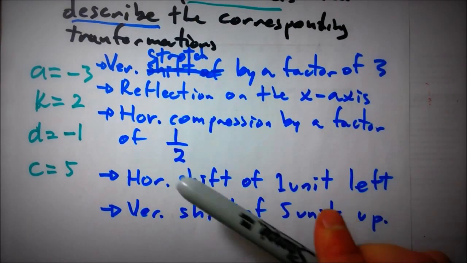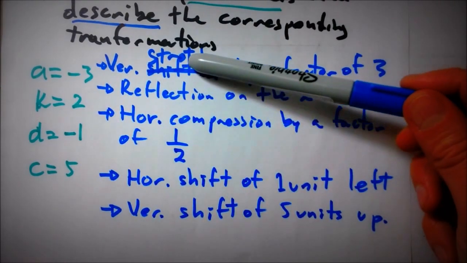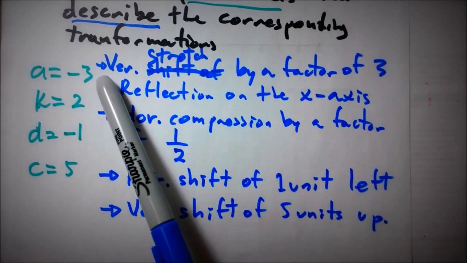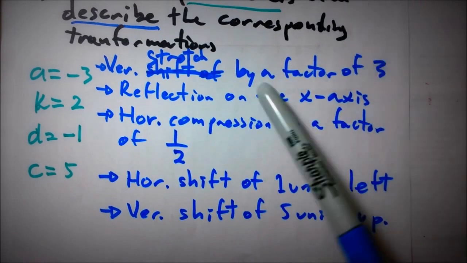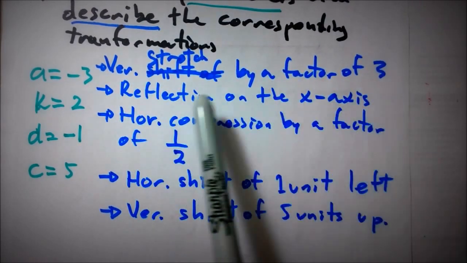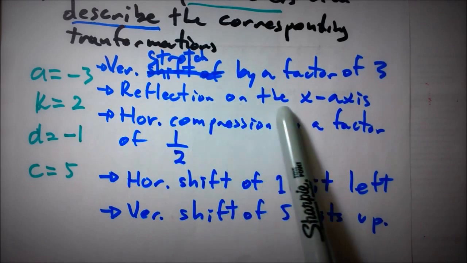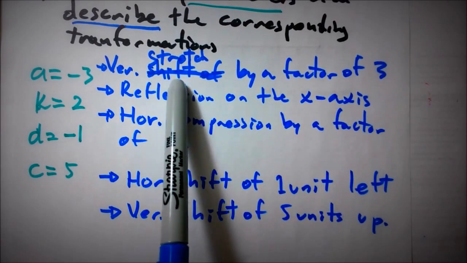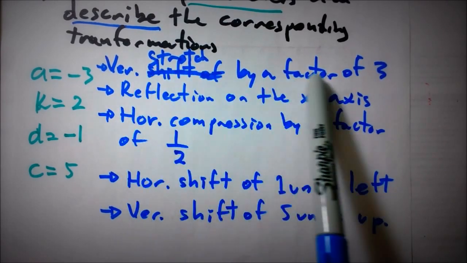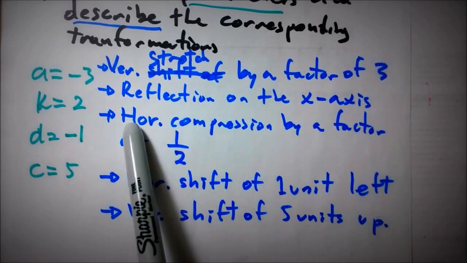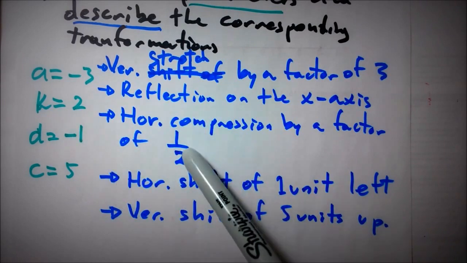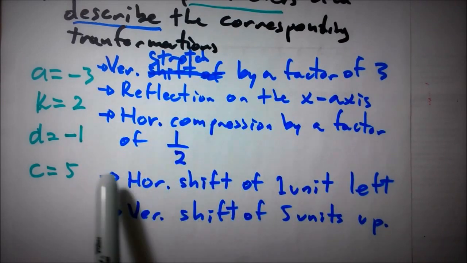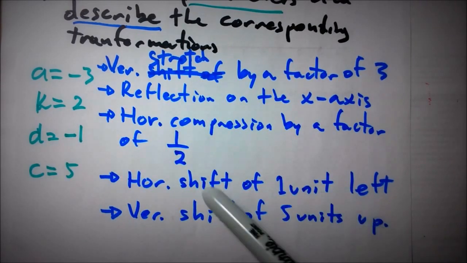Alright, so that's basically what we've done. We've stated the parameters and described what the effect of each of these parameters does on the function. So once again, vertical stretch by a factor of 3. Reflection on the x-axis. By the way, I was writing the wrong one earlier, but it's actually vertical stretch by a factor of 3. Reflection on the x-axis, horizontal compression by a factor of 1 over k, or in this case 1 over 2. Horizontal shift of 1 unit to the left, and a vertical shift of 5 units up.